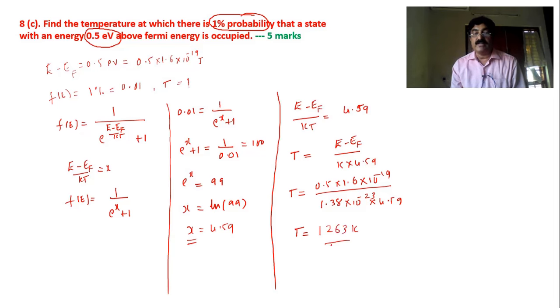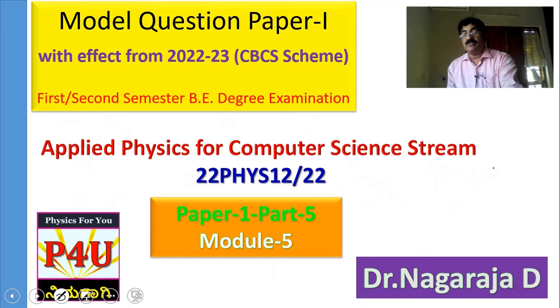1263 Kelvin. So at such a high temperature, in the energy level above the Fermi level, this is the Fermi level, somewhere here, how much above? 0.5 electron volt above. Only 1% occupancy you can see, still 99% vacancy is there. So this is about this question.